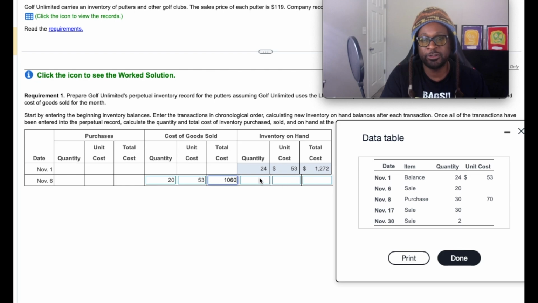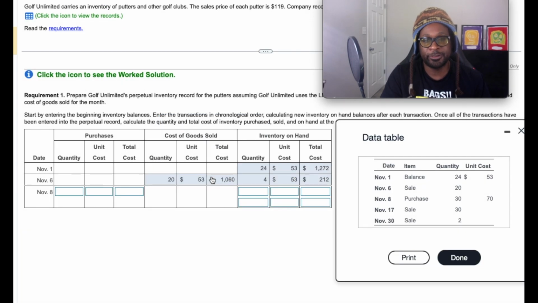Now we're going to focus on the remaining inventory we have available as of November 6th. Gang, we started out with beginning inventory of 24 units. We just finished selling 20 of those units at a unit cost of $53. So how many units do we have left? Easy breezy, gang. We have 4 units left at a unit cost of $53, which will give us a total amount of $212. We're going to check the answer. Nice work, gang. Moving on.